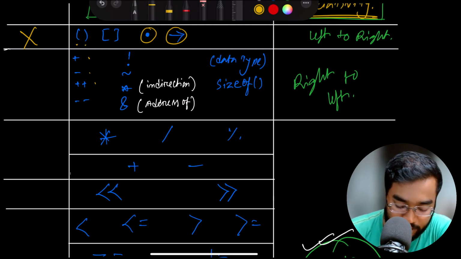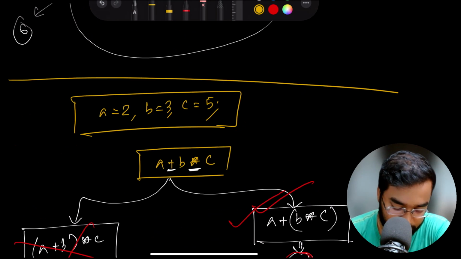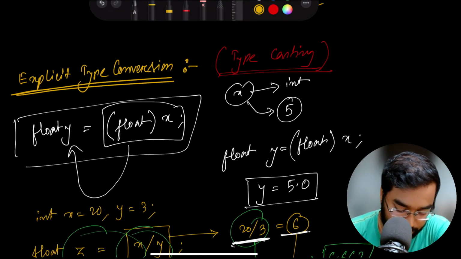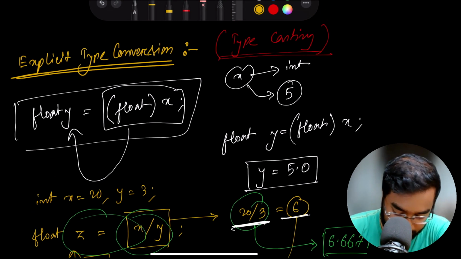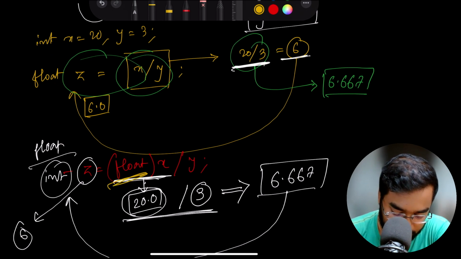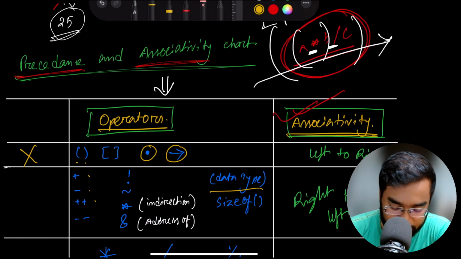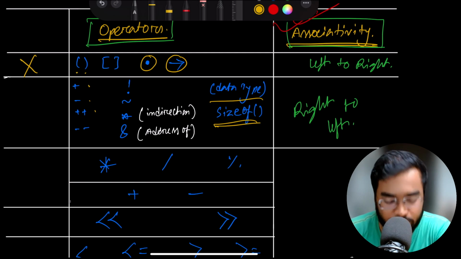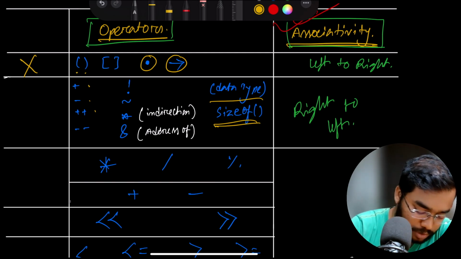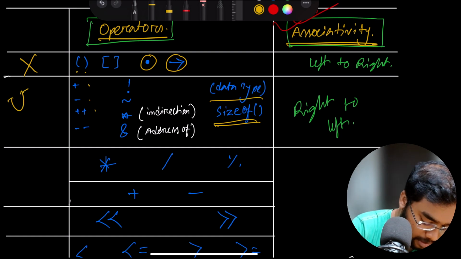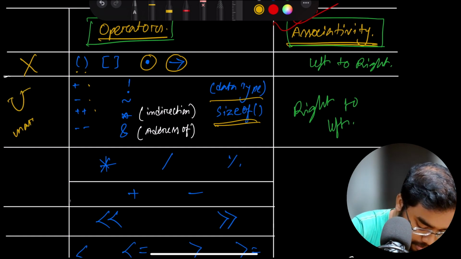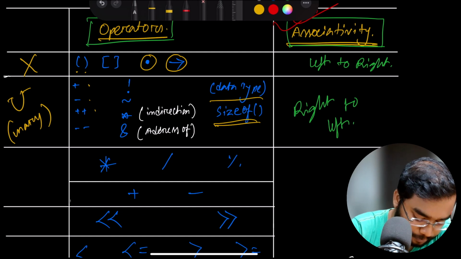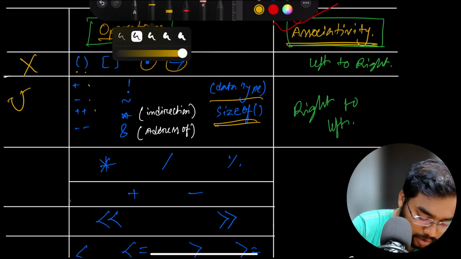Then data type. Okay, we have talked about it already in the explicit type conversion. This is the data type, and then sizeof also we have talked about in part 1 of the video. Okay, so as it is a unary operator, I am writing here a U. Okay, U for unary. Clear? U for unary.